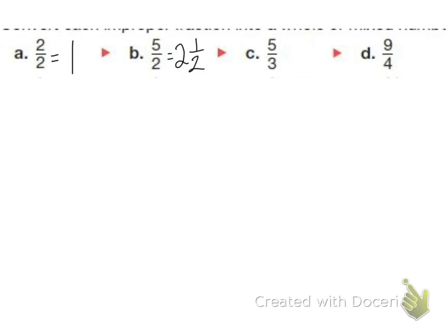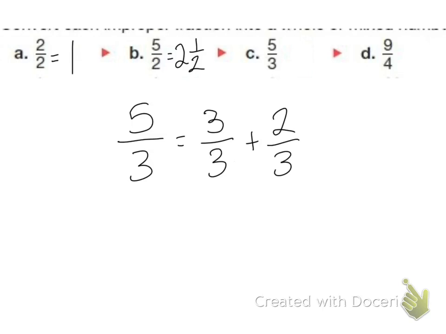Okay, what about 5/3? So 5/3 is the same as 3/3 plus 2/3, because 3 plus 2 is 5. 3/3 is the same as 1 whole. So we have 1 whole plus 2/3. So 5/3 is the same as 1 2/3.